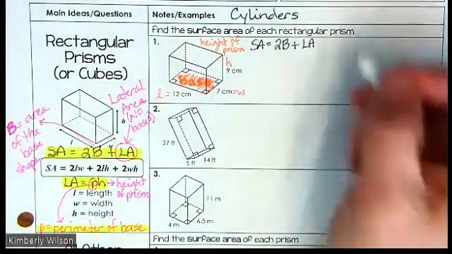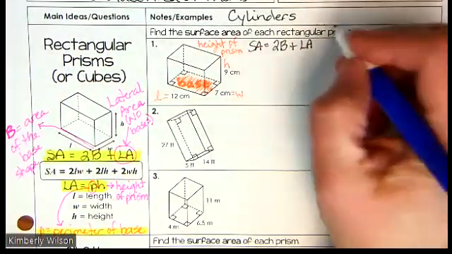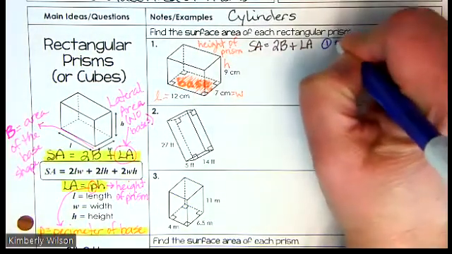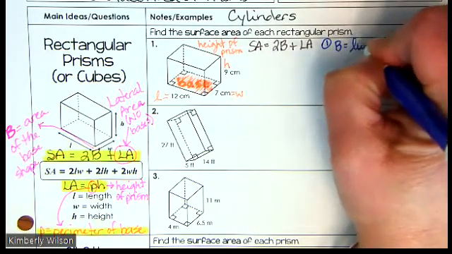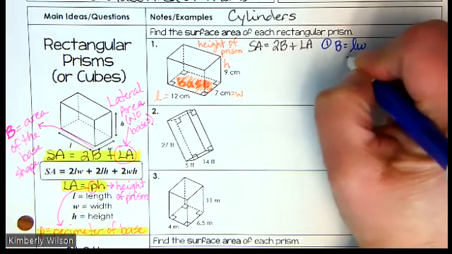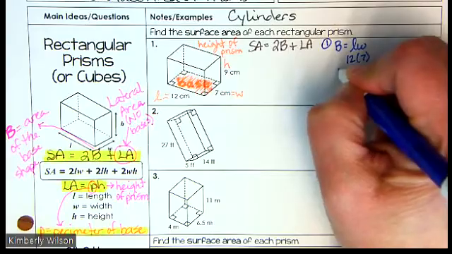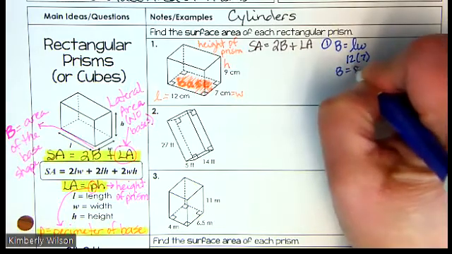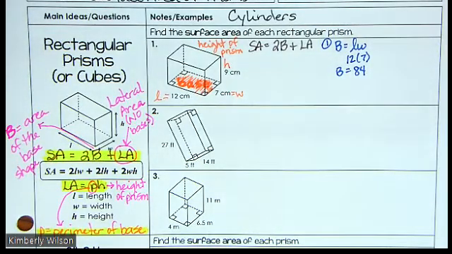So the first step here is I'm going to find the base. Sorry, not lateral. First step is find the base. Well, my base shape is a rectangle. So that is found by doing length times width. So that's going to be 12 times 7. So therefore, my capital B is equal to 84. That was easy. That part was done.